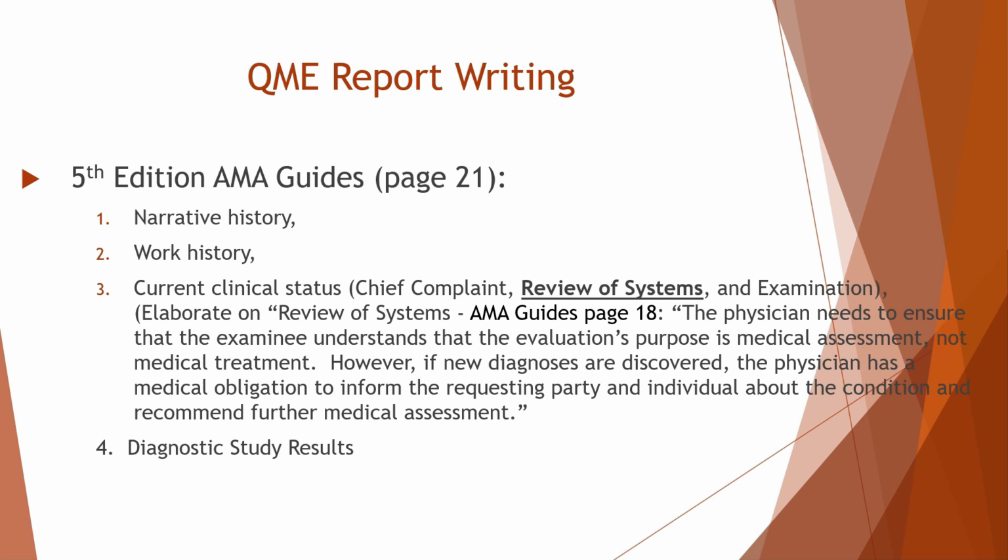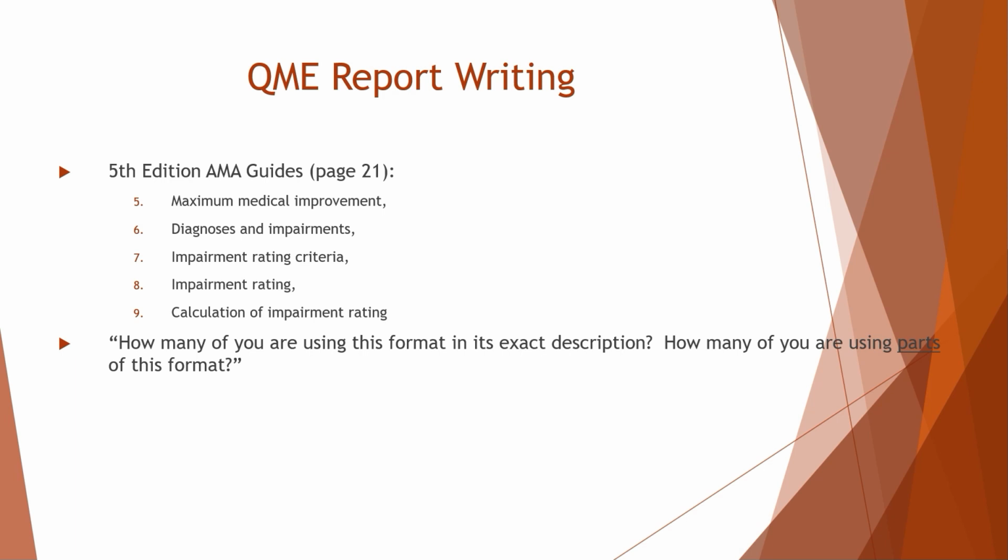The AMA Guides require that we include a section entitled the Diagnostic Study Results. They require that we report on maximum medical improvement of the condition. And we're going to hybridize the concepts of permanent and stationary with maximum medical improvement in our hybrid format. They require that we have a section entitled the Diagnoses and the Permanent Impairments. And it's important that the diagnoses correlate with the permanent impairments.